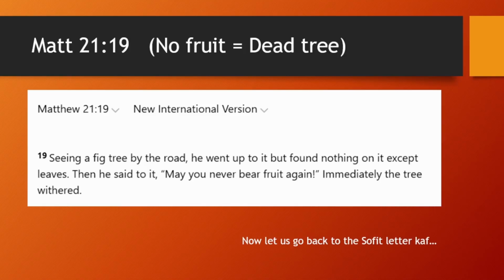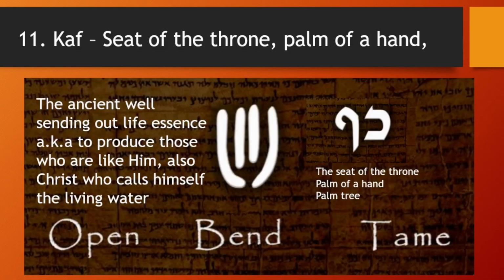All right, we're going to move on to the Sofit Kaf. So on the far side you have Kaf and then you have Sofit Kaf, and you can see that the lower line is extended to go downwards. Kaf means the seat of the throne, the palm of a hand, or a palm tree.